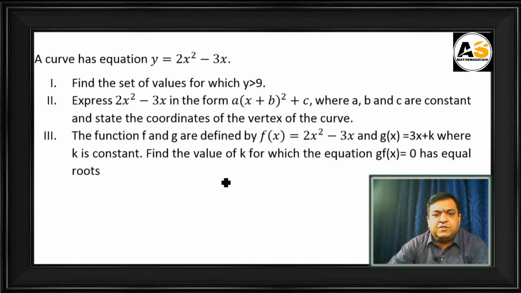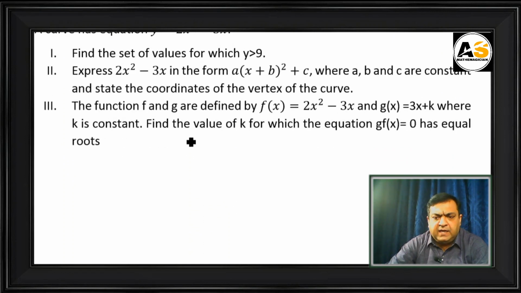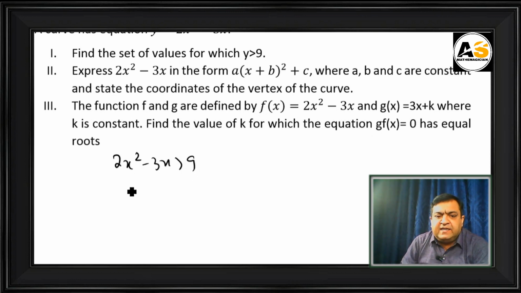This is the last question for today. A curve has this equation. First of all, we have to find the set of values of x for which this curve is greater than 9. 2x² − 3x is greater than 9, or 2x² − 3x − 9 is greater than 0.